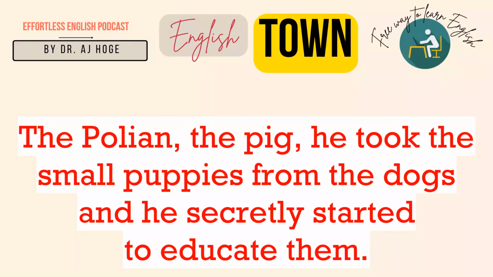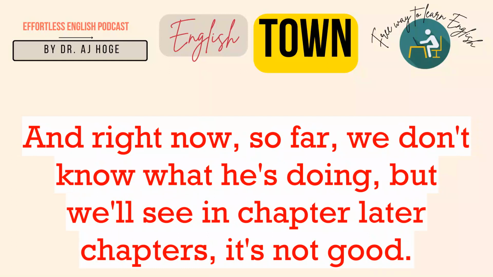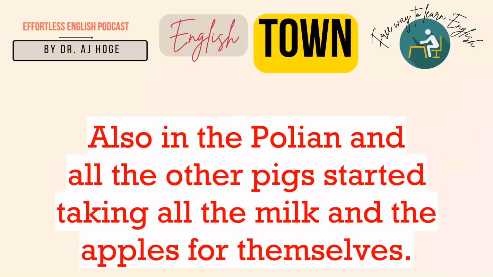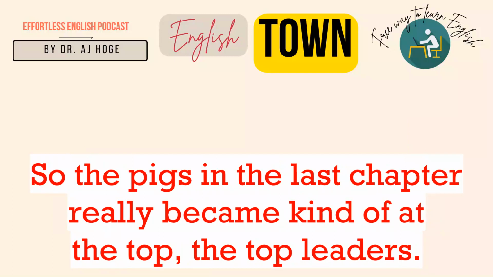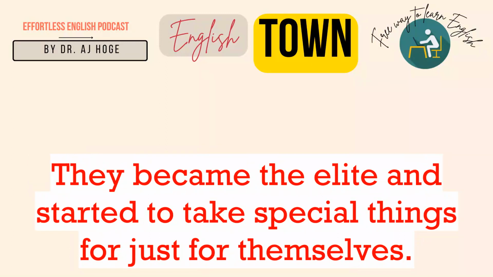Napoleon, the pig, he took the small puppies from the dogs and secretly started to educate them. And right now, so far, Chapter 4, we don't know what he's doing, but we'll see in later chapters, it's not good. Also, Napoleon and the other pigs started taking all the milk and the apples for themselves. So the pigs in the last chapter really became kind of at the top leaders. They became the elite and started to take special things just for themselves.